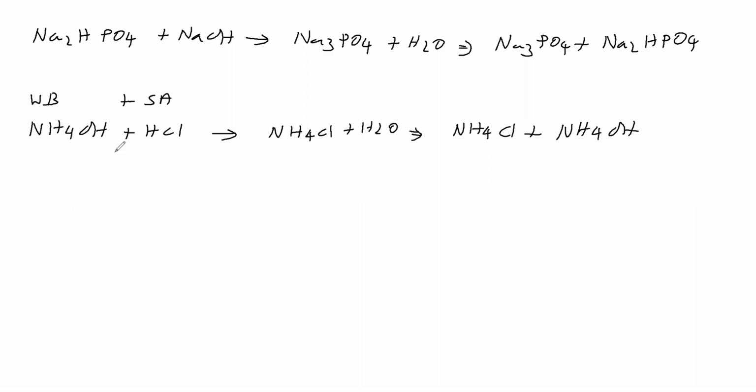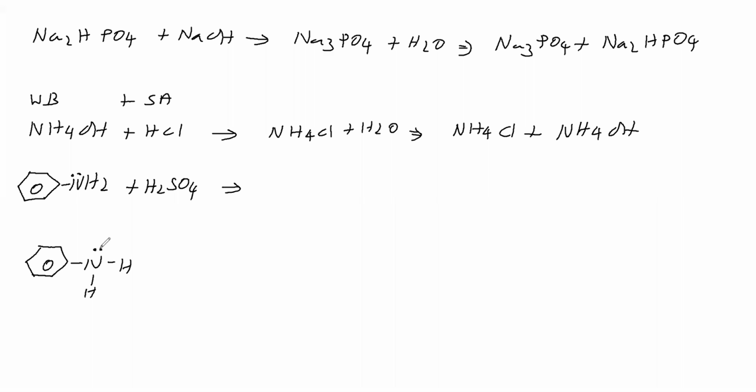Sir, now we will take another weak base. Suppose we are taking the weak base aniline. To this weak base, let us add sulfuric acid. What will we get? That we will see. Now this nitrogen takes H plus by donating a lone pair. How it is donating, we will see. So aniline we will write like this. It has a lone pair.